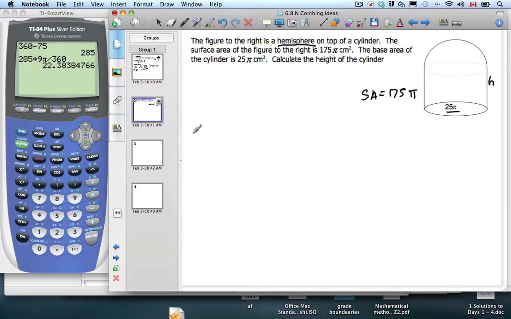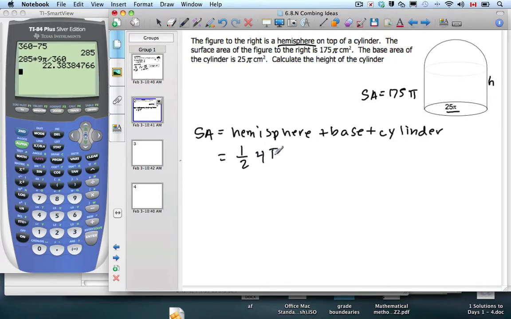Let's talk about how we would find the surface area. We have a hemisphere, plus the base circle, plus the curvy part of the cylinder. Let's go ahead and talk about this. The hemisphere's surface area is half of 4 pi r squared. We all have that memorized from the oranges.